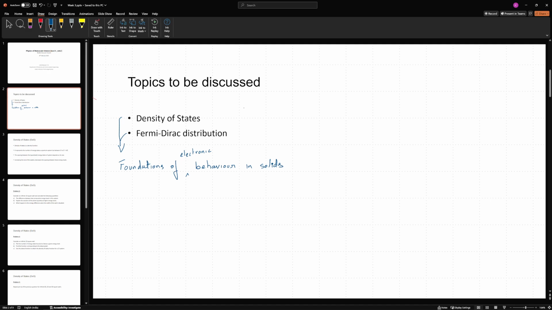When I'm talking about density of states, as far as problems and courses go, we shall concern ourselves with 0, 1, 2, and 3 dimensional solids. So these are the four things that we shall be looking at, and of course we'll be looking at the Fermi Dirac distribution in the latter half of today's session.